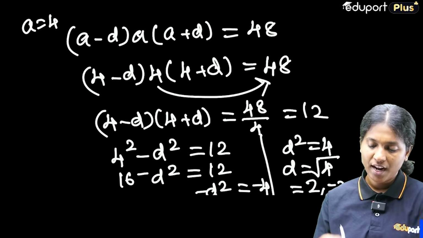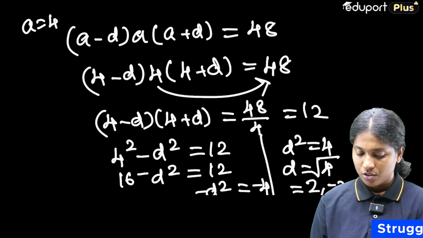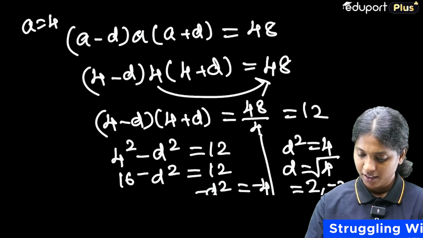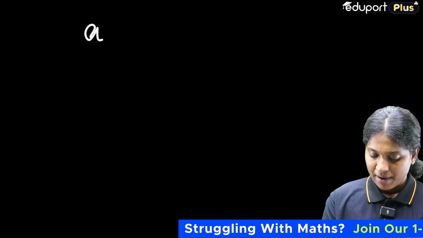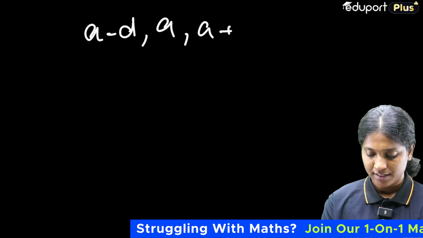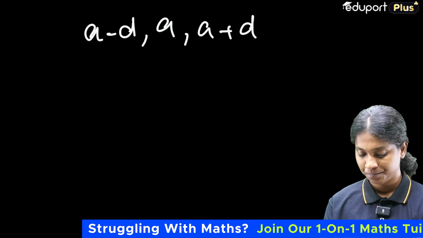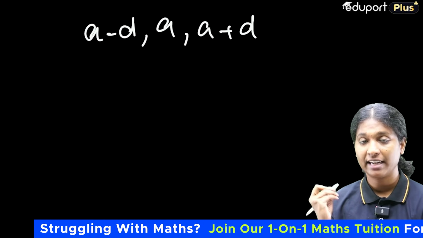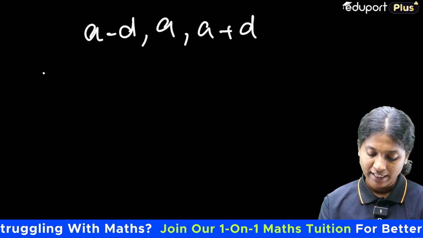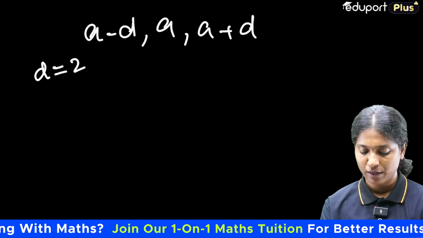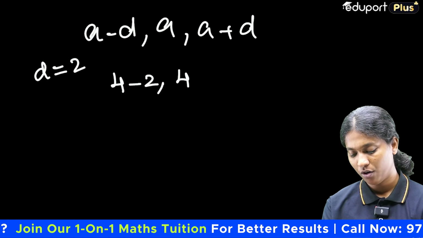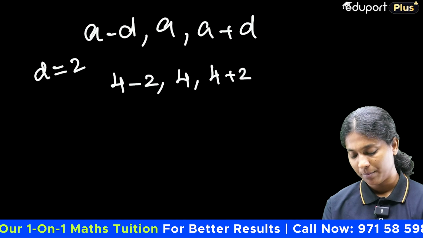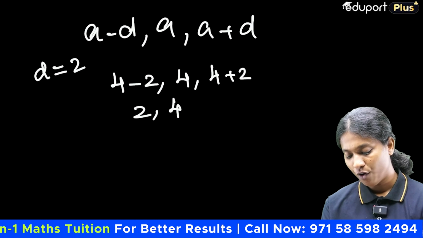Okay. Now we have to find the terms of the AP. So the terms were a minus d, a and a plus d. So we got a as 4 and d as 2 and minus 2. So when d is equal to 2, what will be the terms? 4 minus 2, 4 and 4 plus 2. So it will be 2, 4 and 6.